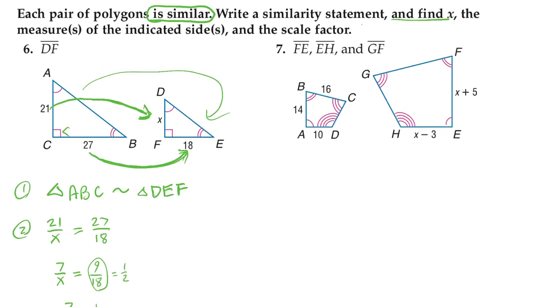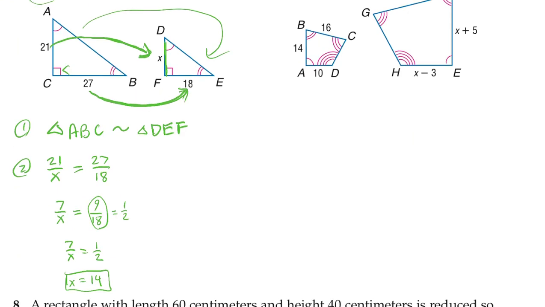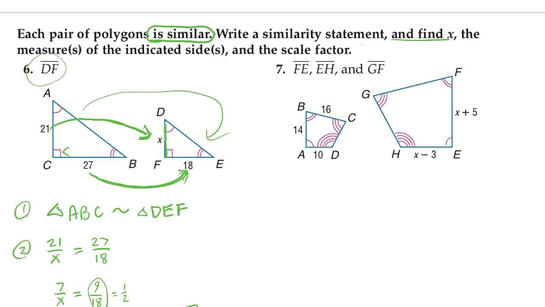Okay, and then the third thing, it says find the measures of the indicated sides and the scale factor. So how would we find DF here? Oh, DF is just x. That's silly. Okay, so DF is 14. That was a silly question. And then the last thing is the scale factor.